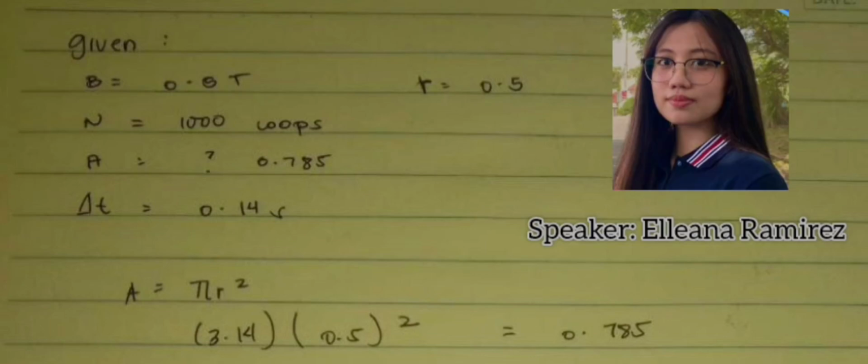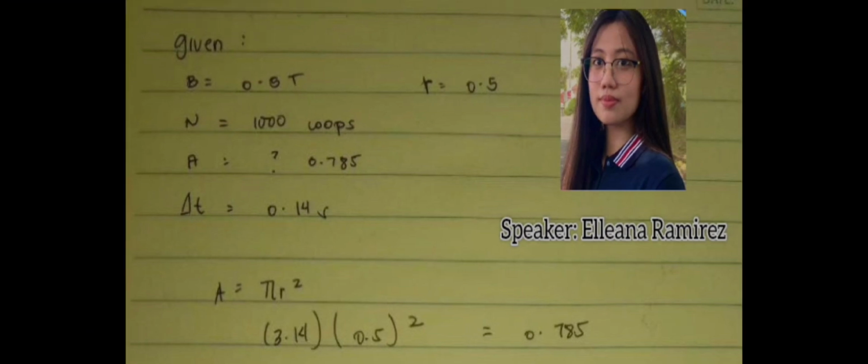Since there is no given for our A, let's solve it first so we can compute our magnetic flux later.